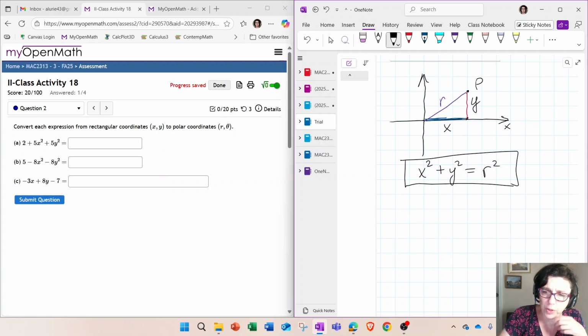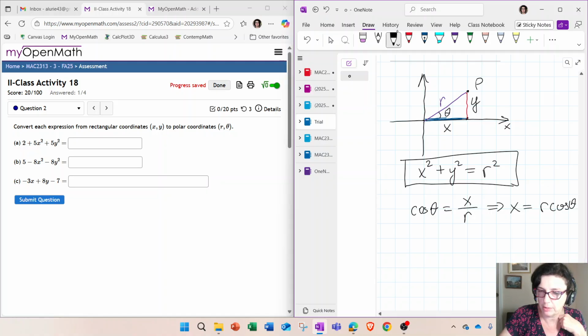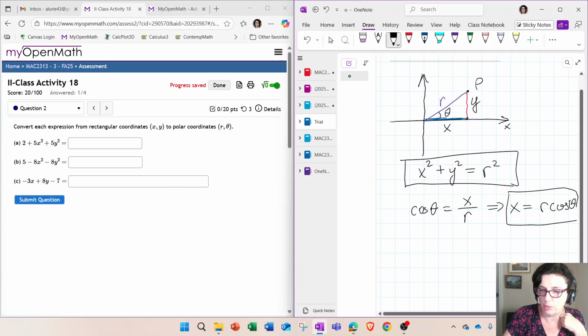Okay, the connection with the x and y and angle theta also is going to be something that you will need to know. So from the definition of cosine of an angle, that's just the adjacent side divided by the hypotenuse. So we have adjacent side is x and hypotenuse is r. From here, if you multiply both sides by r, you will get the connection x equals r cosine theta. So we need to know that.